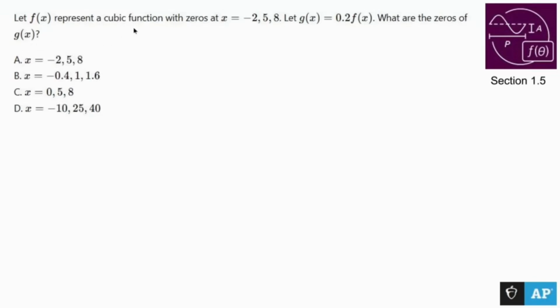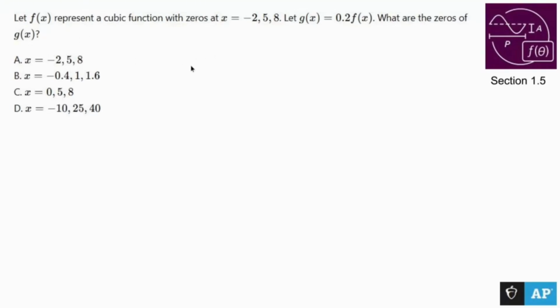Let f of x represent a cubic function with zeros at x equals -2, 5, and 8. Let g of x equal 0.2 times f of x. What are the zeros of g of x? Okay, well, let's go the long way and then let's make this super simple.